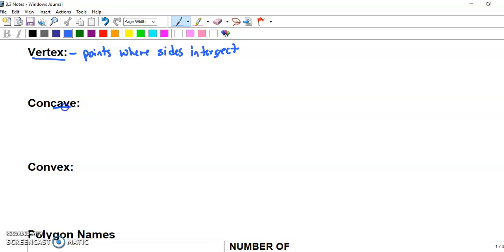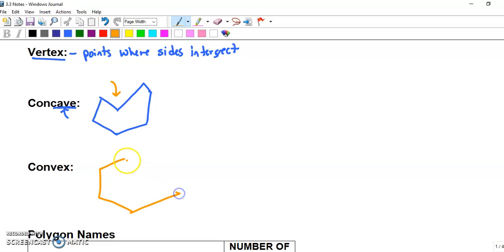So a polygon can either be concave or convex. Usually I like to think of concave as, does it cave in somewhere? So concave might look like this. That would be concave, and I think of it as it caves in there. Convex does not cave in, and looks more like that.